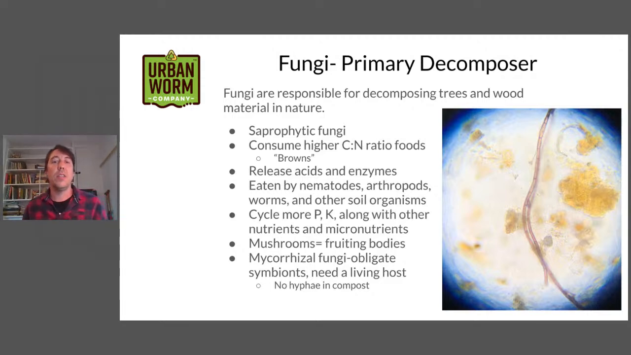So these fungi are going to consume higher carbon to nitrogen ratio foods. So the browns in a compost bin: sticks, stalks, leaves, cardboard, paper, anything that has gone dormant and turned brown and been cut when it's brown. So things that have more cellulose, lignin, harder to break down cellular matter, that these fungi are going to grow through and break down.